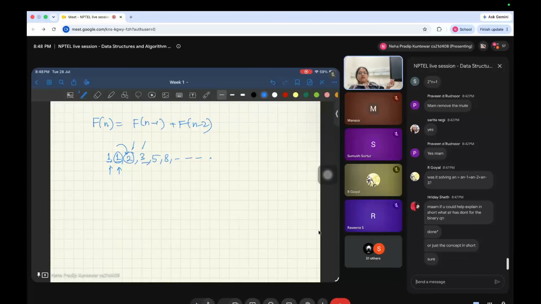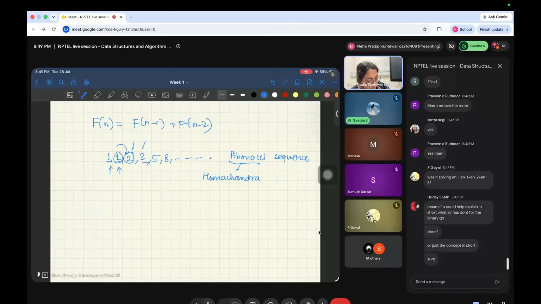on. That's your Fibonacci sequence, or also called Hemachandra numbers. By the way, if you look into the history of this, it dates back to ancient Indian history, where Hemachandra was apparently the first person to discover this sequence. So it's also called Hemachandra numbers, by the way.